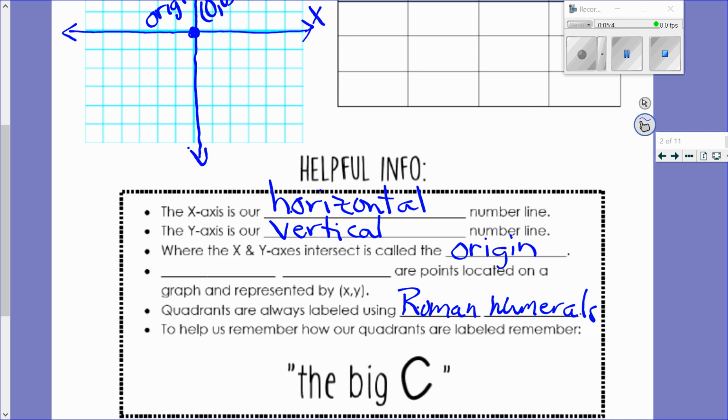So, when I write points on a plane to tell you where they're at, what do we call that set of numbers? Ordered pairs. Good. So ordered pairs are what we use to locate a point position within the coordinate plane.